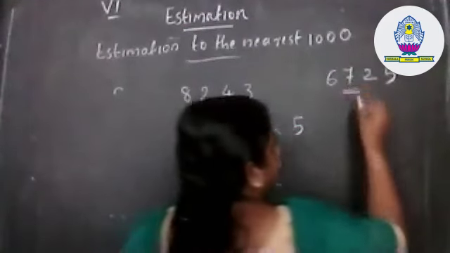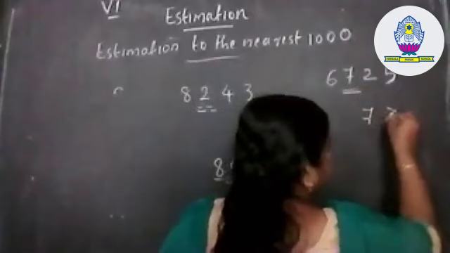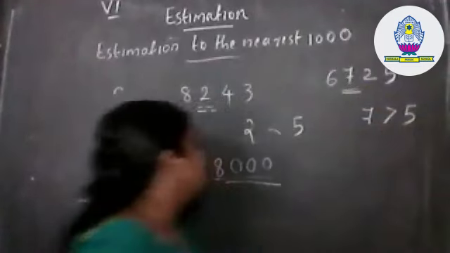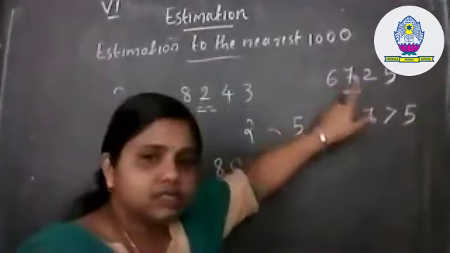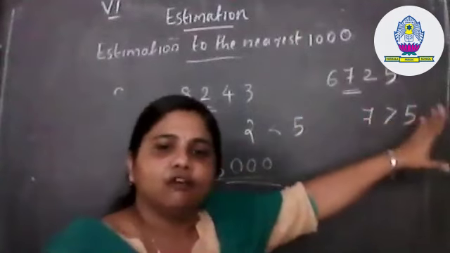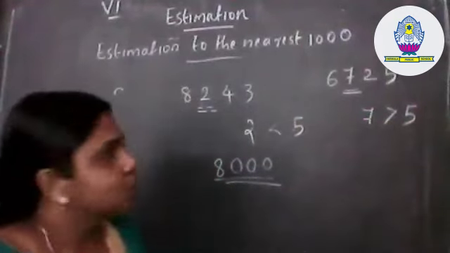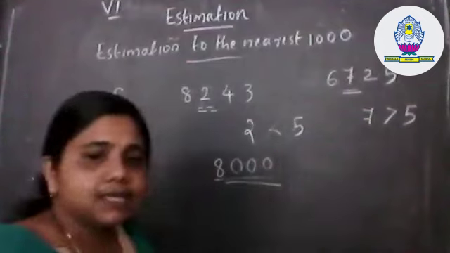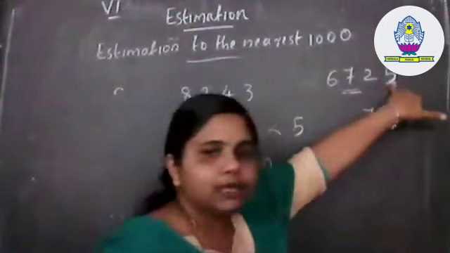Look at the digit in the hundreds place of the number and check whether it is greater than 5. So the digit in the hundreds place is 7, which is greater than 5. So we replace the last 3 digits by 0.